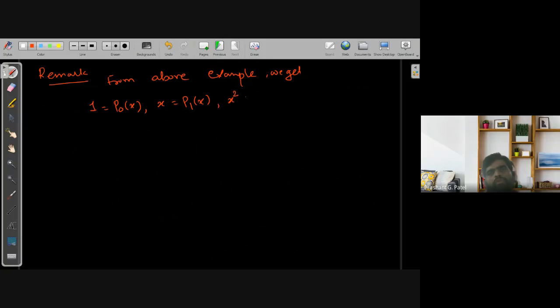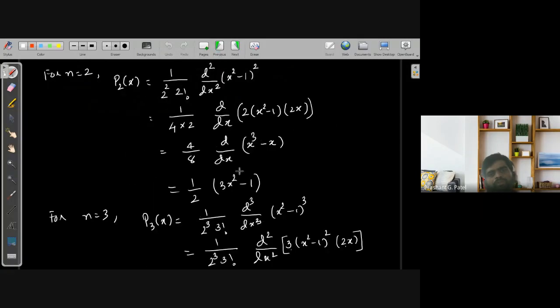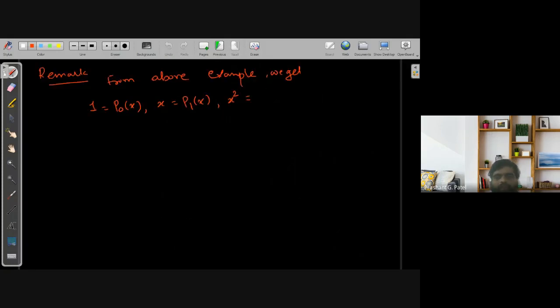Then I want what will be the value of x square. So the value of x square from this, what we get is 2 into P2 of x plus 1 upon 3. That is equal to x square, because this is P2 of x. And if you simplify this, this will give you this. But what is 1? 1 I can write down as P0 of x. So it is 2 into P2 of x plus P0 of x by 3.